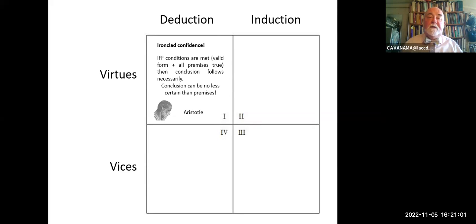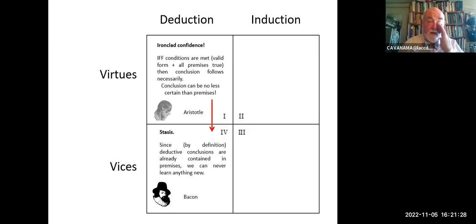The virtue of deduction since the time of Aristotle. What's attracted people to deductive reasoning? The fact that you can get ironclad confidence at its best. If and only if the conditions are met, and we know what those two conditions are, valid form plus all premises true, if and only if that happens, then the conclusion follows necessarily. The conclusion could be no less certain than the premises. That's a very, very strong thing. But in the 17th century comes along Francis Bacon, and he says, look, what's the definition of deduction?